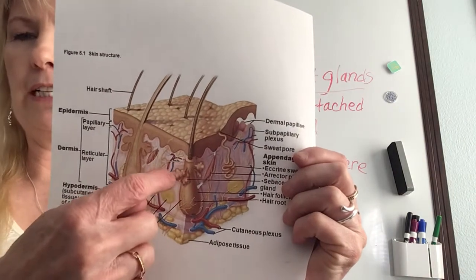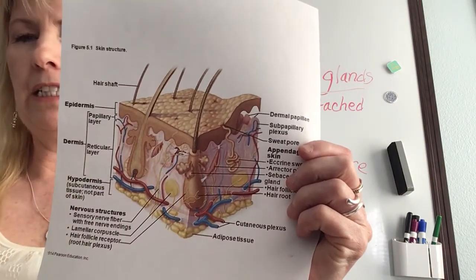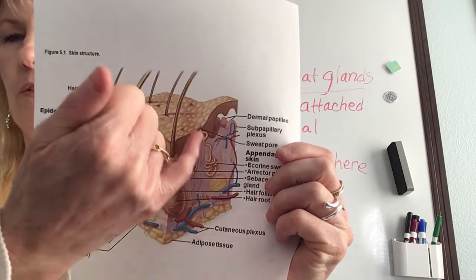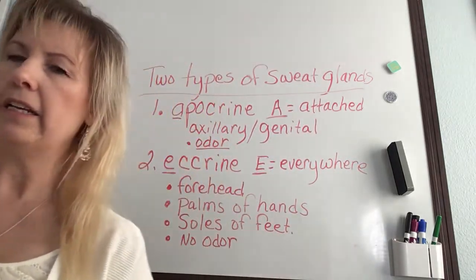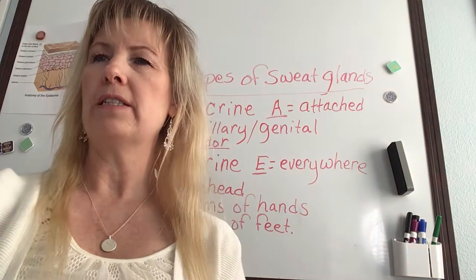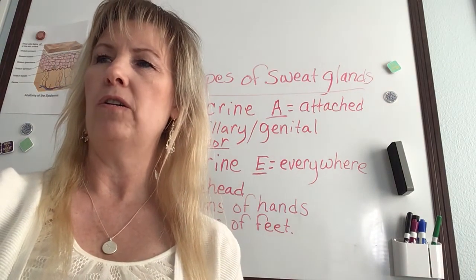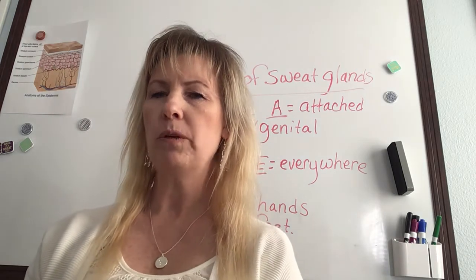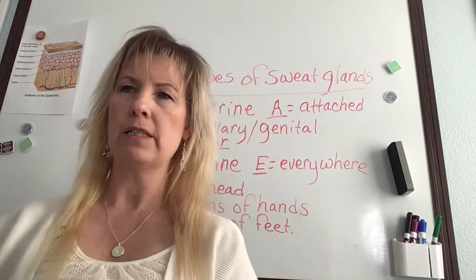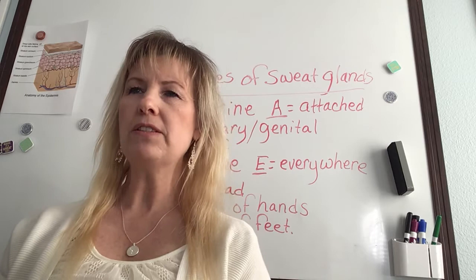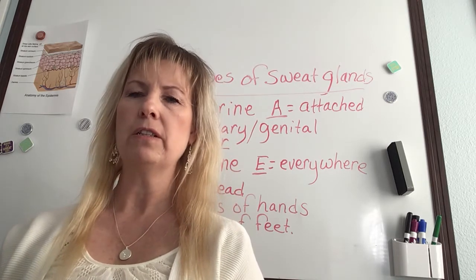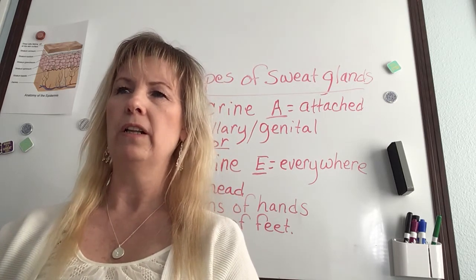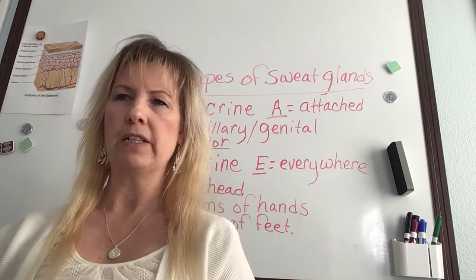And here you can see your sebaceous glands attached to the hair follicle, and there's a sudoriferous gland, which is a sweat gland. And in your textbook, there is a photo of that on 3-13. Okay, so the first one we're going to talk about is the sebaceous glands. These are connected to the hair follicles, and they produce oil, which protects the surface of our skin.